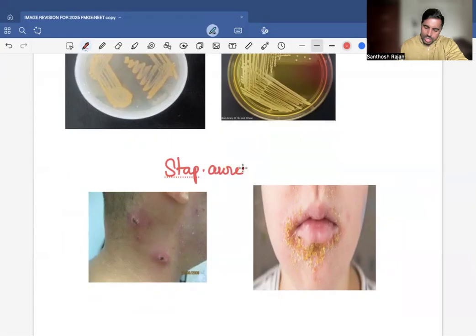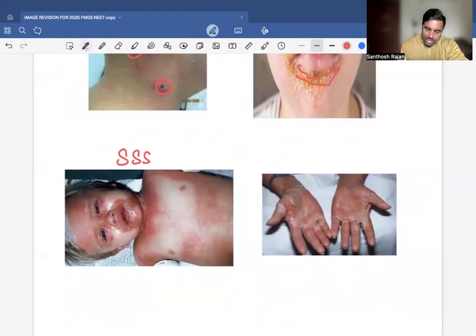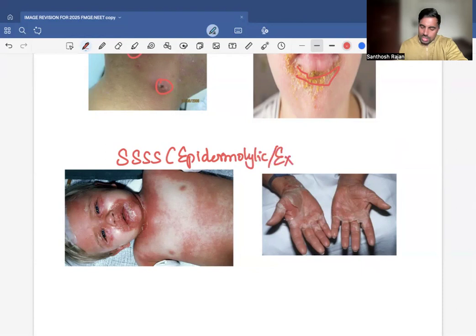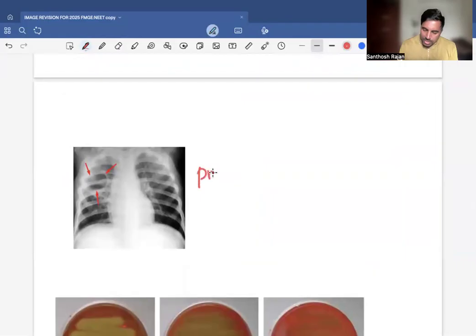This is more of a derma question. You can see all the lesions: carbuncle, furuncle, folliculitis. This is your impetigo, and then this is Staphylococcal scalded skin syndrome. You can see the skin peeling and all. That's because of the epidermolytic, or exfoliative, toxin. We have other toxins also, but for the picture, this is important. Then this looks like aspergilloma, but it is a condition called pneumatocele. Your Staphylococcus aureus pneumatocele. That's important.